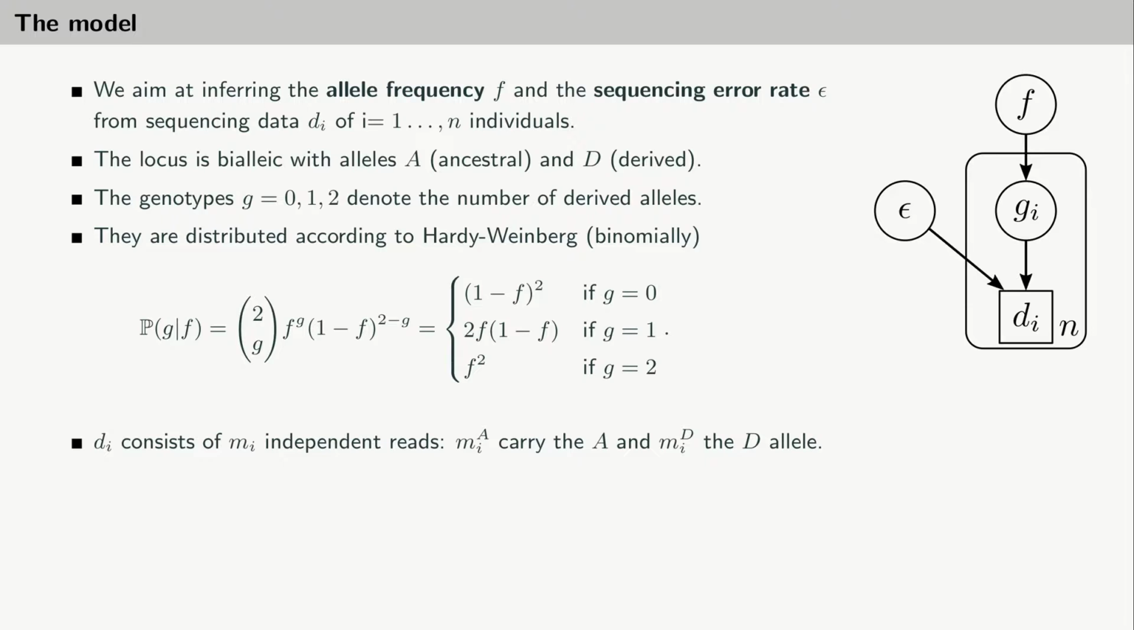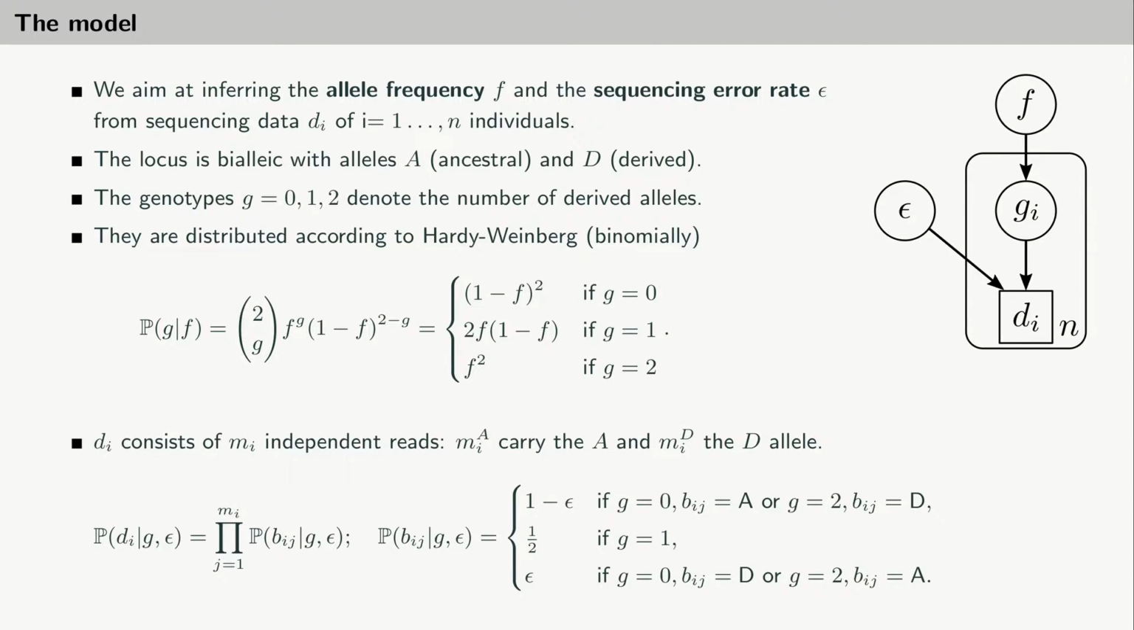The data di of an individual shall further consist of mi independent reads. Some of those reads, mi^A, will carry the ancestral allele, and mi^D of those will carry the derived allele. The probability of observing this set of reads di, given a genotype and epsilon, shall further be the product of observing a particular base of each read, given a genotype and epsilon.